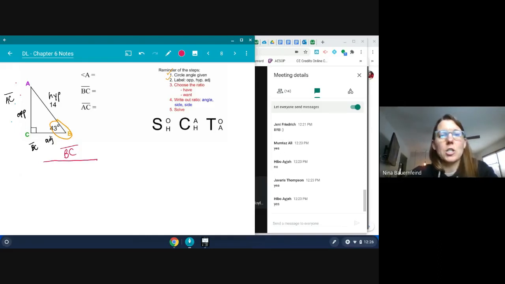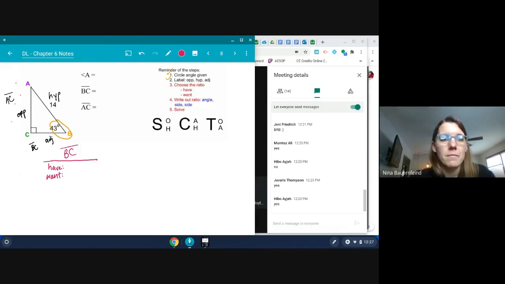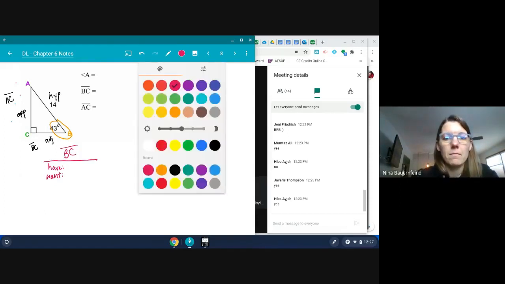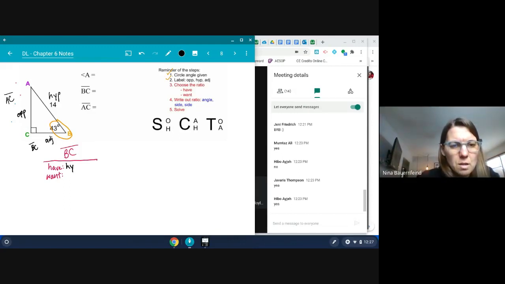So now it says choose the ratio with have want. So here's what this means. Which side do we have? Which side do we know? What's the only one that's got a number? All right, I'll tell you all the answers for this first one. We only have the hypotenuse, which is 14.